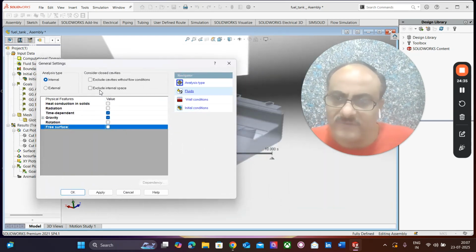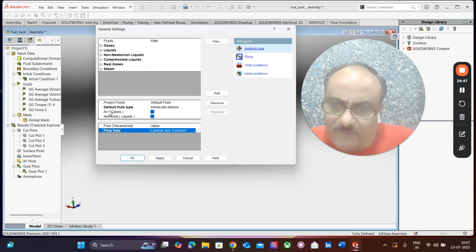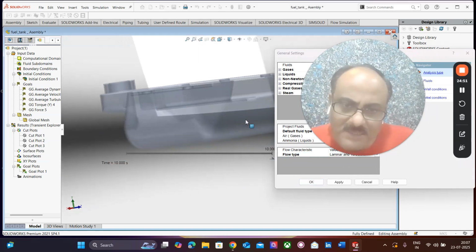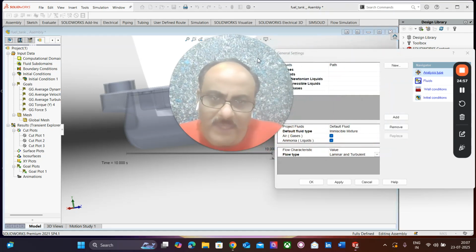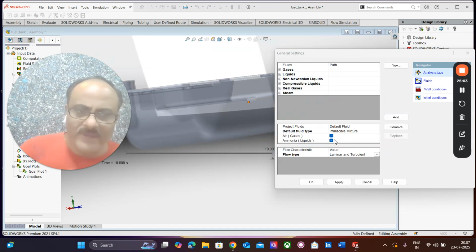Based on the free surface, we give the dependency. We mention the type of fluids here. So here we are going to select two different types of fluid. One is going to be air. Air is going to be on the top, and within the tank there is going to be a mixture, a combination of air and ammonia. So we are going to give air and ammonia, and we are going to define that.